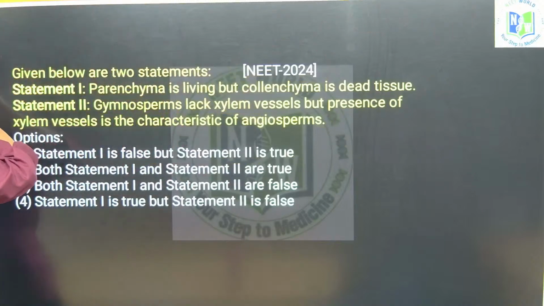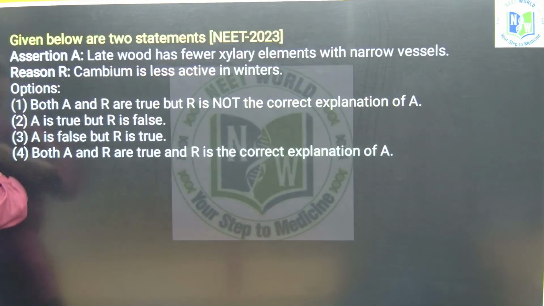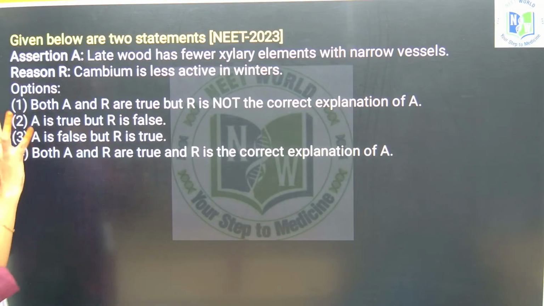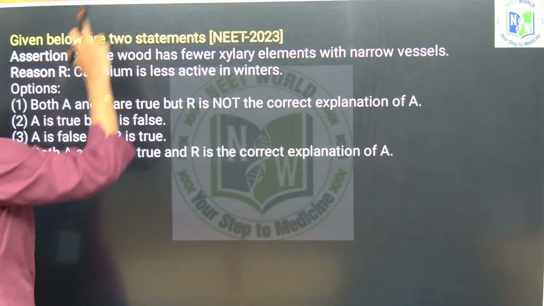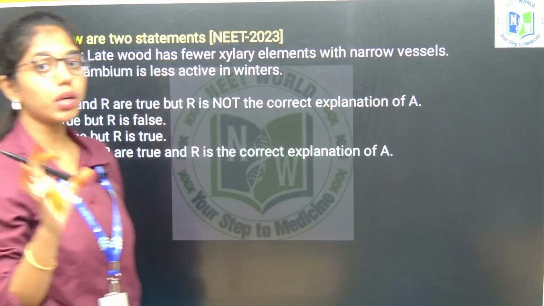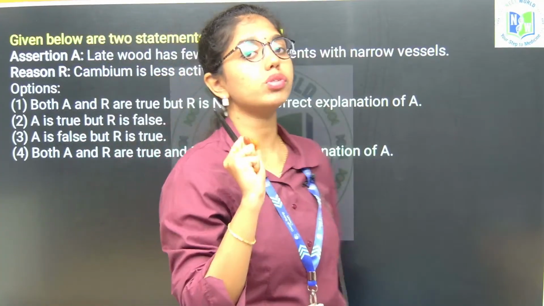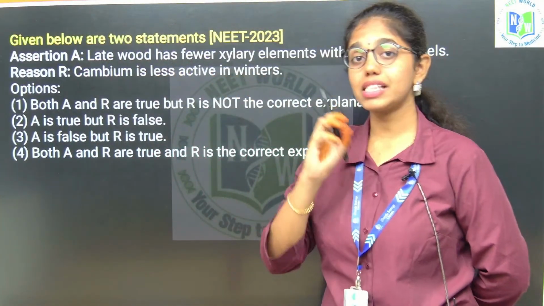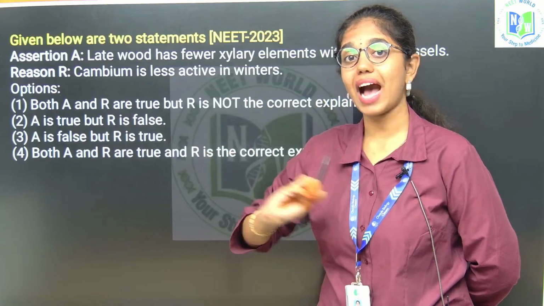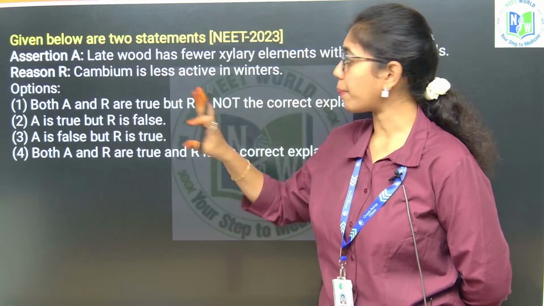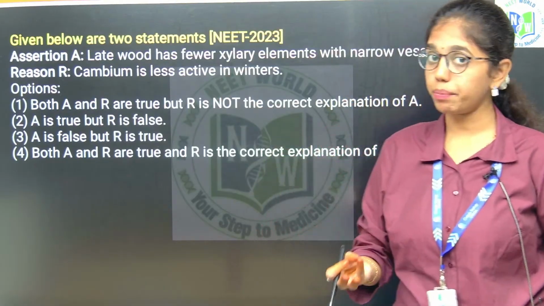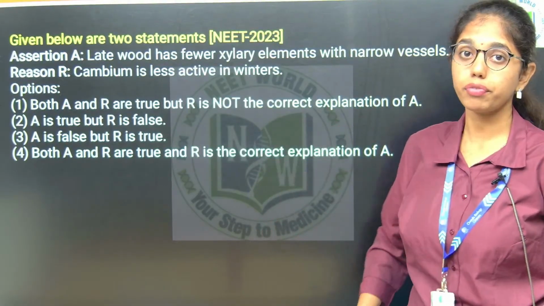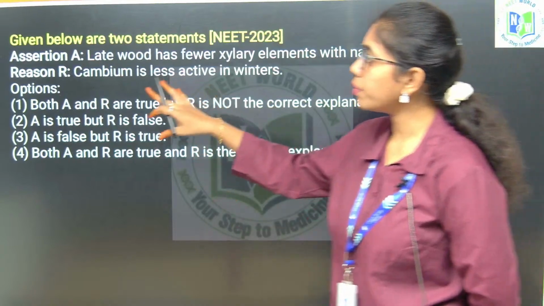Next question, given below are two statements, again a statement based question. So what is the reason that you have to look into the pattern of questionnaire? Because few patterns of the questionnaires will be picked from few chapters only, where assertion, reason and statement based questions are asked to the maximum. One such chapter is anatomy of flowering plants, wherein you can see multiple statement based and assertion reason type of questions. So here, given below are two statements.